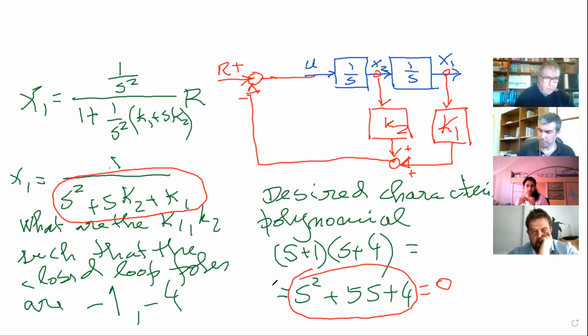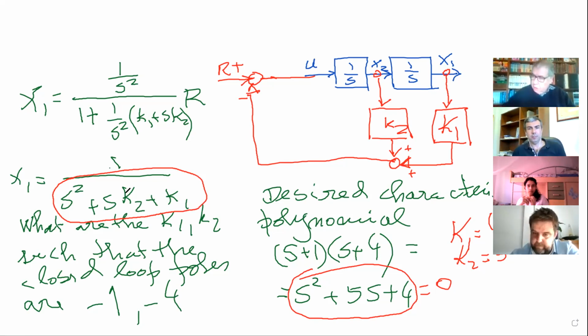So what do you do? K1 is what? 4. And K2 is 5. So in this case, it's very simple. Just equate the corresponding coefficients. In this case, it gives you immediately the values. So K1 is 4 and K2 is 5. So let's see what happens to our control system.